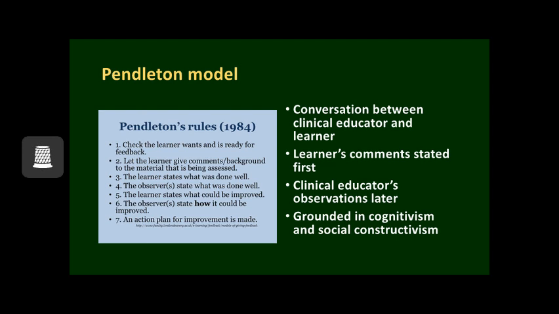The model consists of 4 essential steps that are described in this slide. Step 1, the learner states what was good about his or her performance in the clinical encounter. Step 2, the clinical instructor states in what areas he or she agrees with the learner's self-assessment and adds his or her observations regarding good performance. Step 3, the learner states what he or she did that could be improved. Step 4, the clinical educator gives his or her observations on what could be improved.